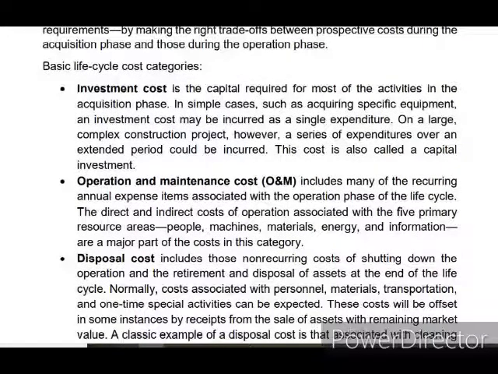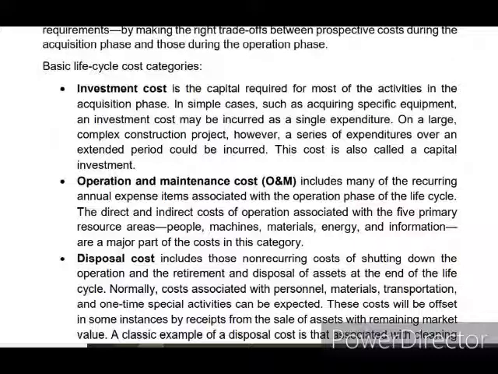Next, basic life cycle cost categories. So first, investment cost. So this is a life cycle cost. Why? Because this is the capital required for most of the activities in the acquisition phase. In simple cases such as acquiring specific equipment, an investment cost may be incurred as a single expenditure. On a large, complex construction project, however, a series of expenditures over an extended period could be incurred. This cost is also called capital investment.